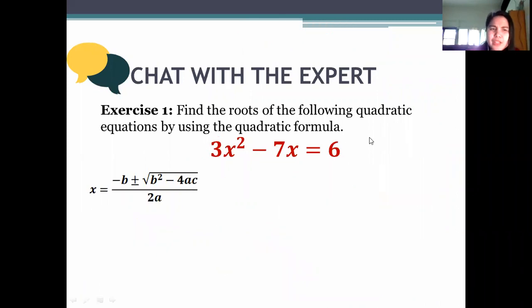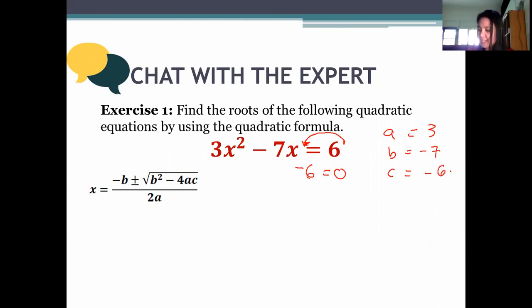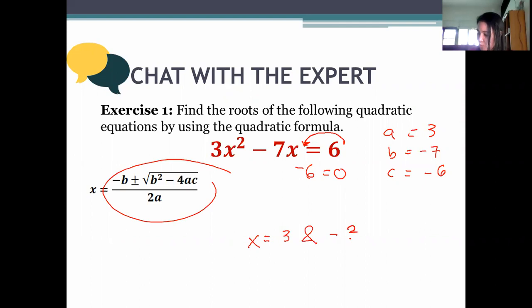Ready? What's the value for A, B, and C in the chat box? A is 3, B is -7, and look, we need to transfer 6 to the other side because we need to write it in standard form. So -6 equals 0. So our C is -6. If you substitute it, I'll no longer solve for that. It's your practice. Our roots will be 3 and -2/3.